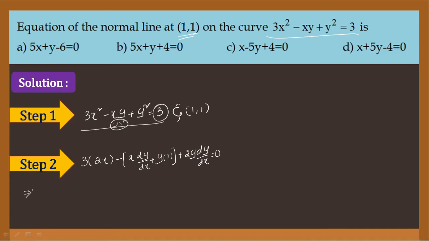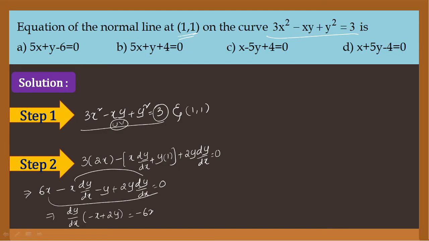This implies 3 into 2x is 6x, minus x into dy by dx, minus y, plus 2y into dy by dx equals 0. This implies in these two terms dy by dx is common: minus x plus 2y equals minus 6x plus y. This implies dy by dx equals minus 6x plus y divided by minus x plus 2y.